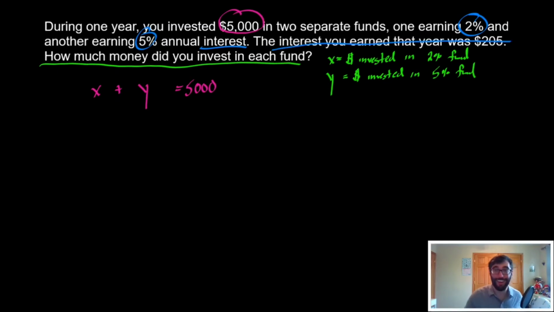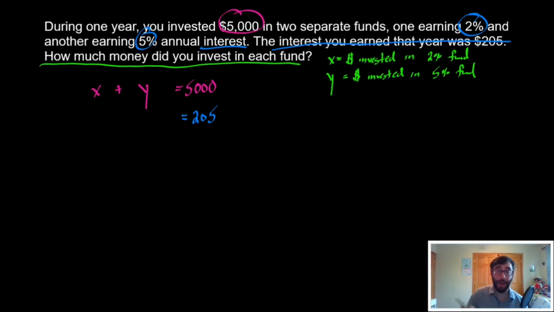I didn't mean to cross that out. I was supposed to underline it, but I got a little carried away. So we earned $205 in interest. So I know that's what we're going to be equal to, okay? Well, how did we get there?